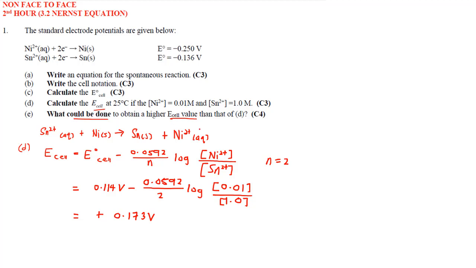Okay, so if we look back at our Nernst equation, this is our Nernst equation. What can we do to increase the E cell value as compared to D? Meaning we want a bigger value. So what we can do is make sure the portion on this side has a smaller value, so that when E naught cell minus that thing, you will get a bigger value. What are the things that you can suggest? First is you increase the concentration of the reactant, our Sn2 plus. So you increase the concentration.